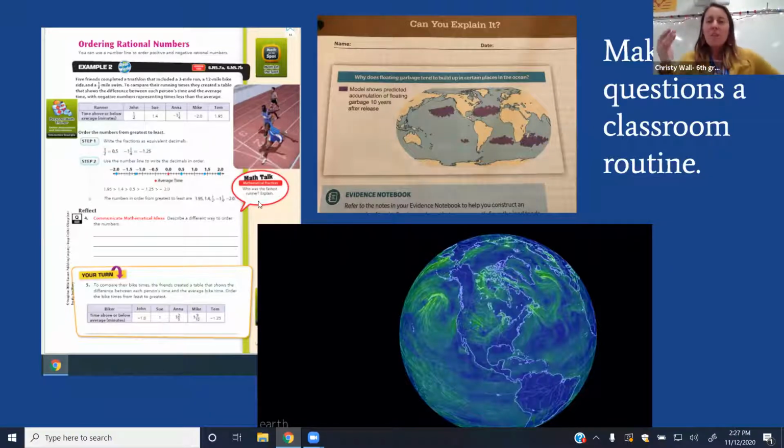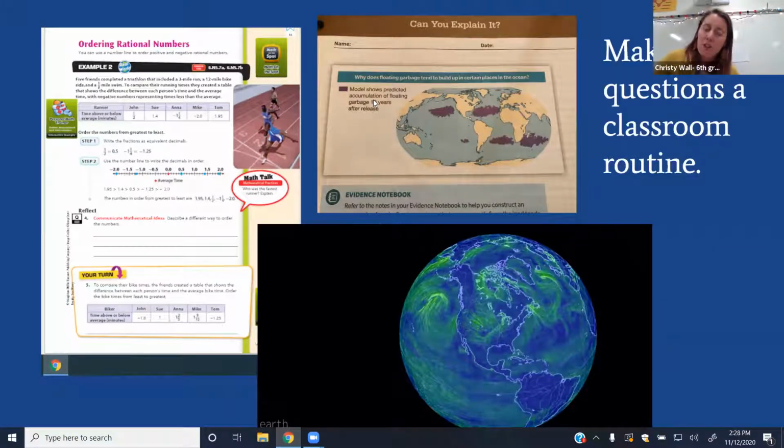So what I'm trying to emphasize, I guess, is that asking these questions about different displays of data has to be a classroom routine. And so here are 3 different ways that I have used this recently. This top one, here's a map, and this is from our science curriculum. And this is where a model predicts accumulation of floating garbage.